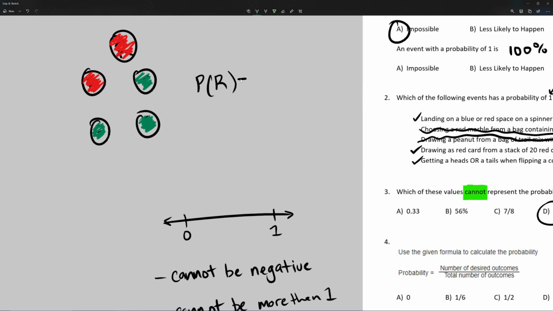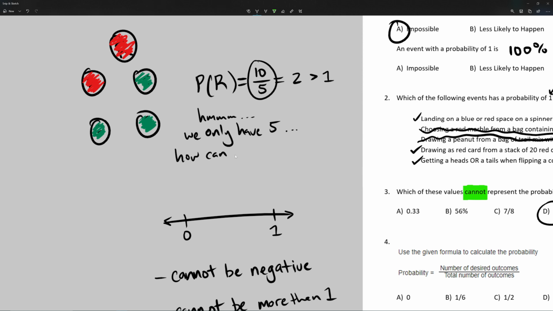This is totally incorrect. But what if I told you that the probability of getting a red marble was 10 out of 5, which is obviously 2, which is obviously more than 1? You'd say, we only have 5 marbles. How can there be 10 red ones? How can there be 10 red marbles?